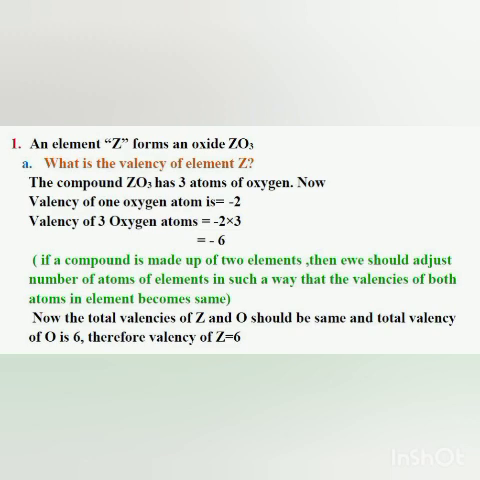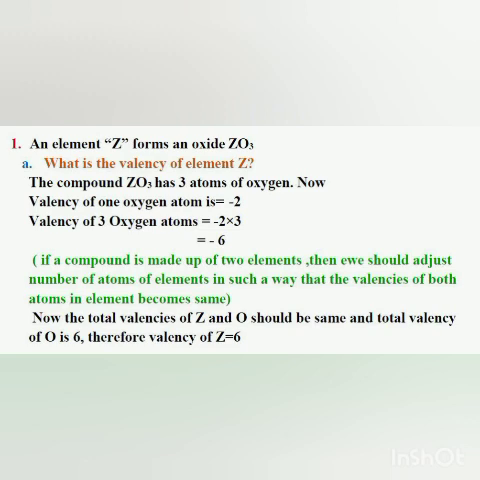So the atoms have to be adjusted because the atoms of different elements will not have the same valency. So in order to make the valency of different elements the same, what we do is adjust the atoms. So the valencies become the same. Now here you see, you will understand it.